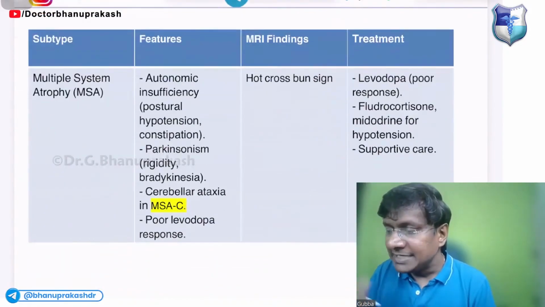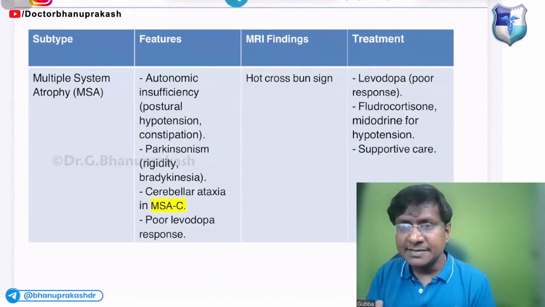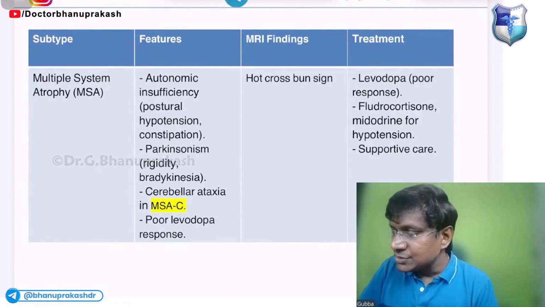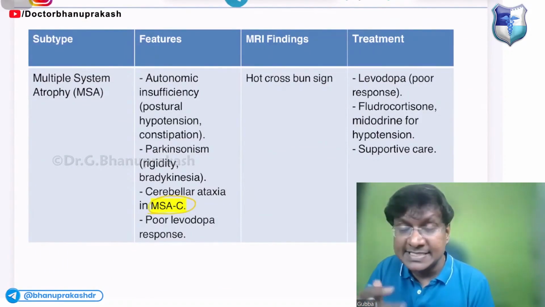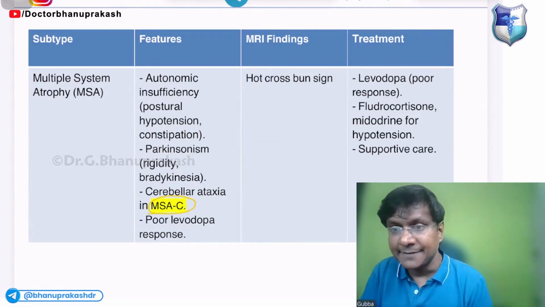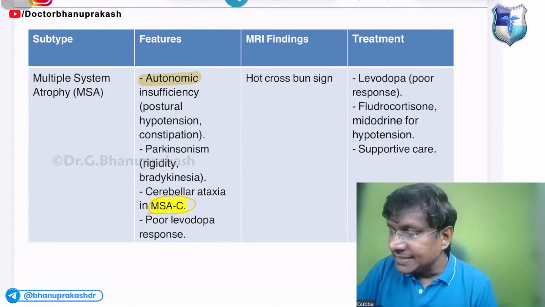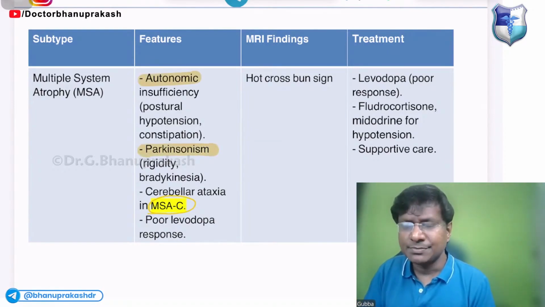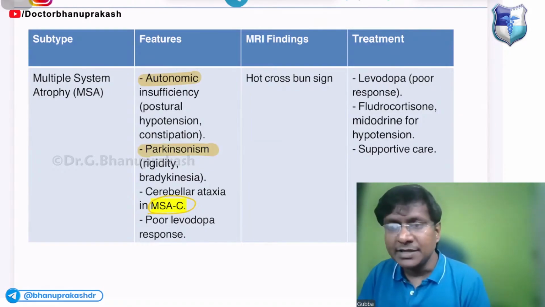Coming to multiple system atrophy. In multiple system atrophy, we have a very important variant called MSA-C, that is cerebellar involvement, where there will be cerebellar ataxia. These patients will have autonomic insufficiency and all the other features of Parkinsonism. What did I tell you? Atypical Parkinsonism means you have autonomic involvement.